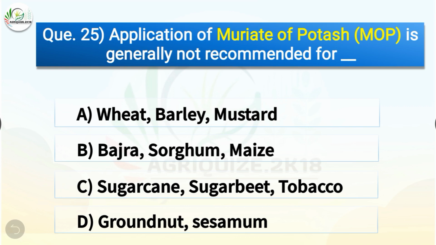The correct answer is option C, sugarcane, sugar beet, tobacco. So application of muriate of potash is generally not recommended for sugarcane, sugar beet, and tobacco.